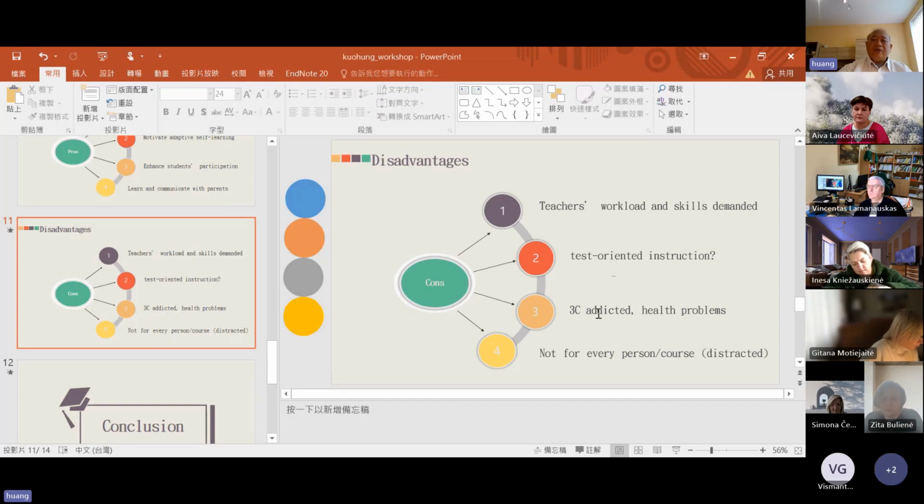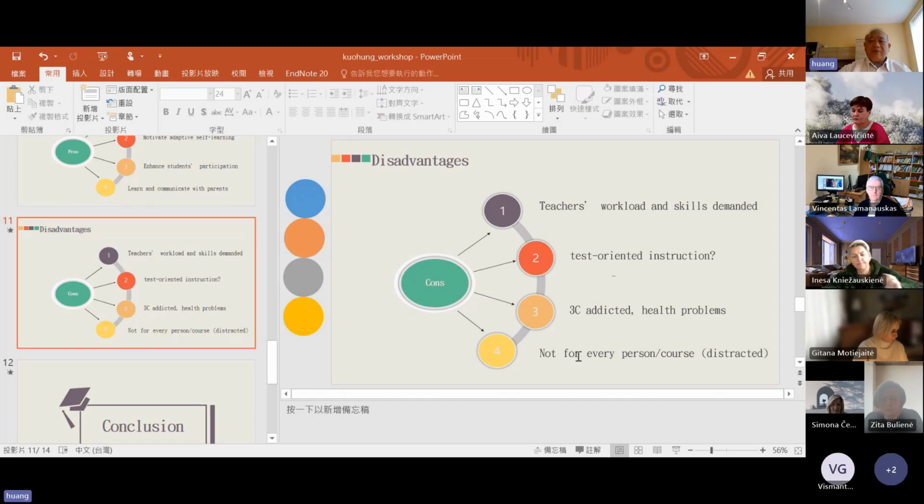Then the other one is that some students become addicted to screens. Some parents worry about students' health because they watch the tablet all the time. It will be harmful for their eyesight.